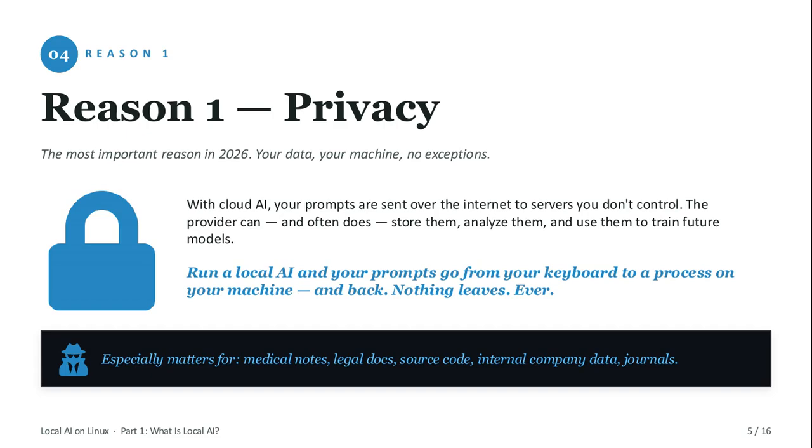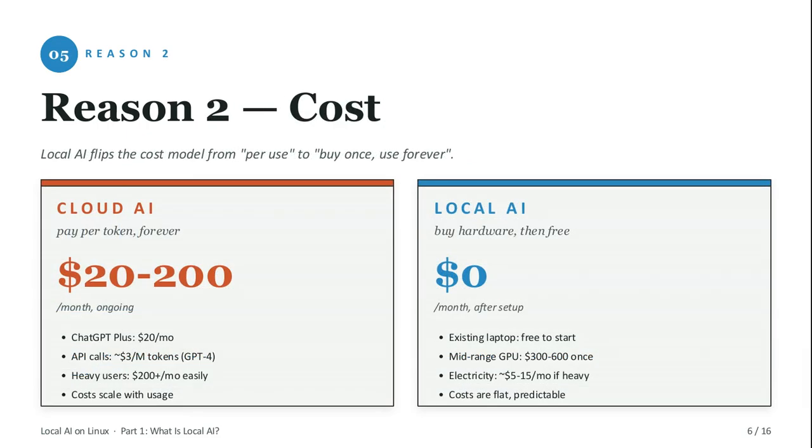Reason two is cost, and the shape of the cost is what really matters. With cloud AI, you're renting access by the token every month, forever. $20 for a ChatGPT subscription, more if you're hitting the API, and heavy users can easily push past $200 a month. Local AI flips that into a one-time purchase, maybe nothing if your existing laptop is good enough, or $300 to $600 for a mid-range GPU, plus a few dollars of electricity. After that, your monthly bill is essentially flat and predictable.